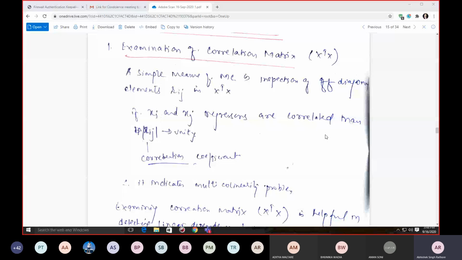If you have a strong Pearson coefficient between two attributes, it means we have a strong correlation. Instead of calculating x1 with x2, x2 with x3, and x3 with x1, we calculate the correlation matrix of all these values. We multiply x transpose by x, and if the non-diagonal elements are tending towards unity, it means we are facing multicollinearity. Is it fine? Fine.